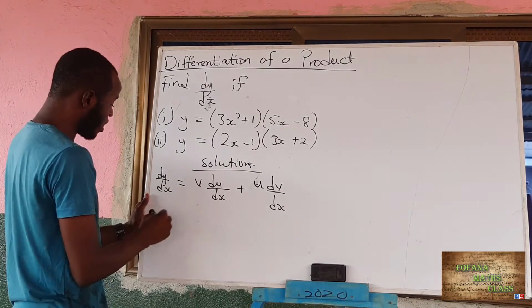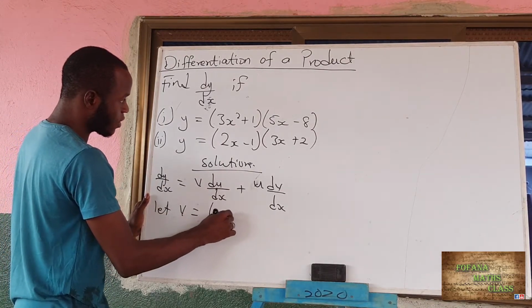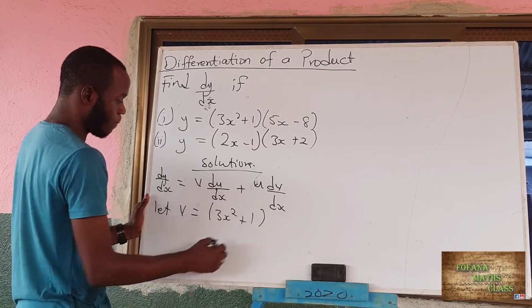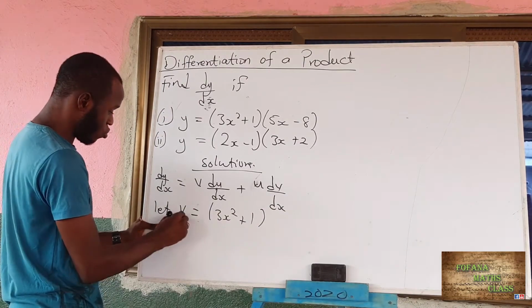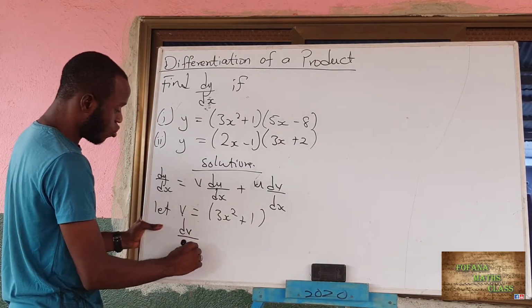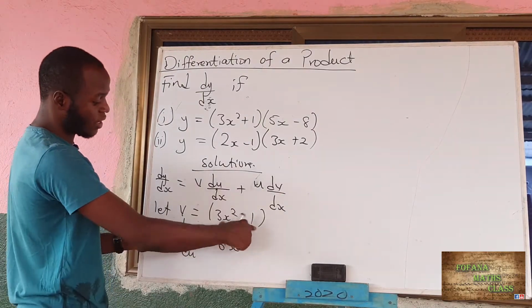Okay, so the first term, we will let v be equal to 3x squared plus 1. Now if v is 3x squared plus 1, we will differentiate v first. So dv/dx will be equal to what? Will be equal to 6x, and the constant will be 0.